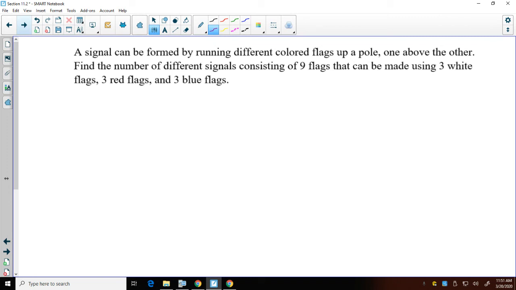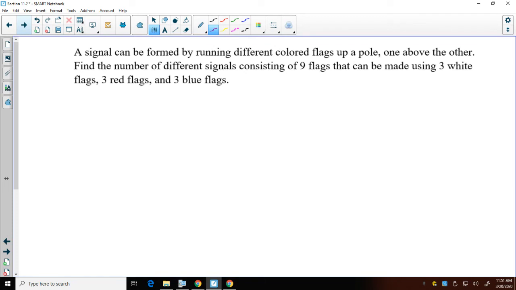So question number 3 says a signal can be formed by running different colored flags up a pole, one above the other. Find the number of different signals consisting of 9 flags that can be made using 3 white, 3 red flags, and 3 blue flags. And what they're talking about here, and they use this a lot at the beaches, flag signaling to let people know and other lifeguards know the current conditions that are going on at the beach.